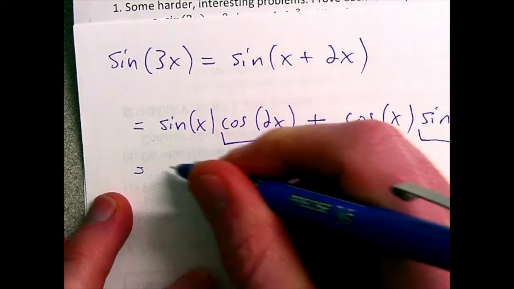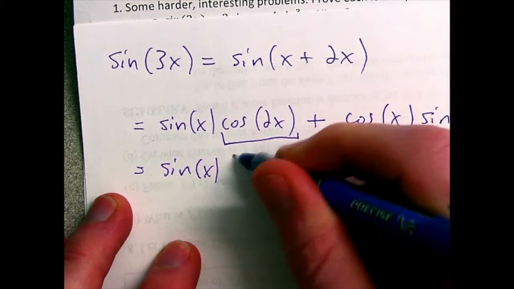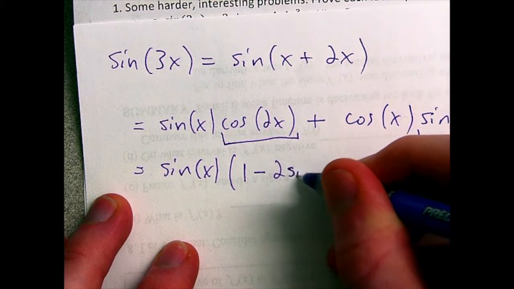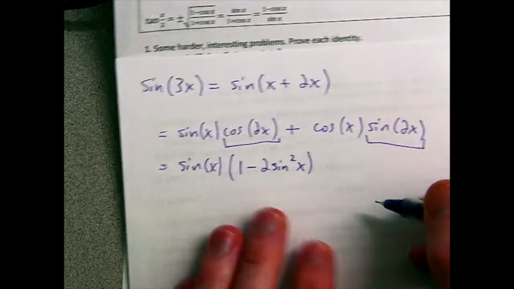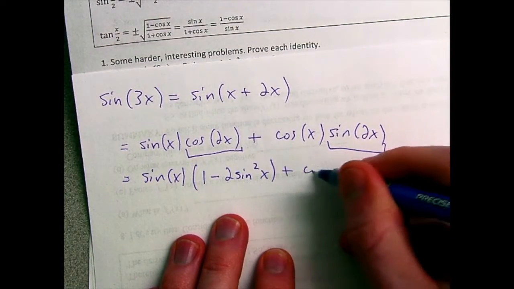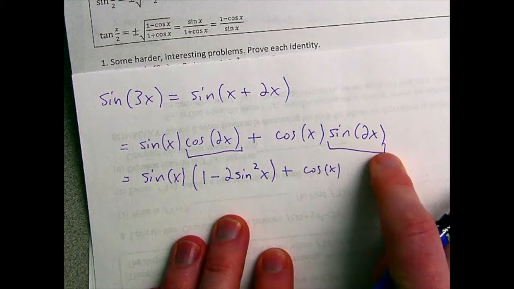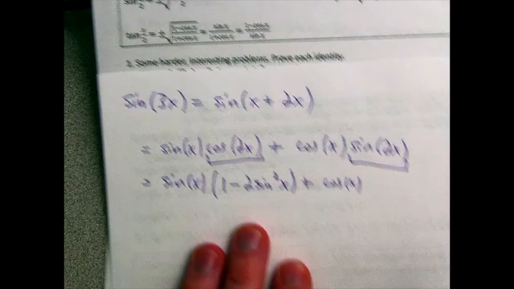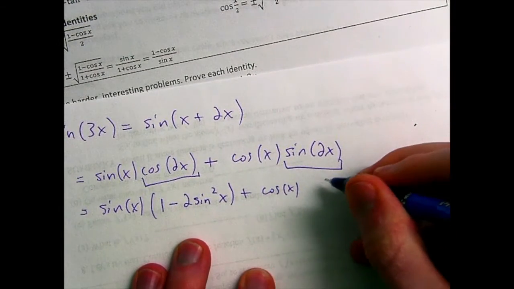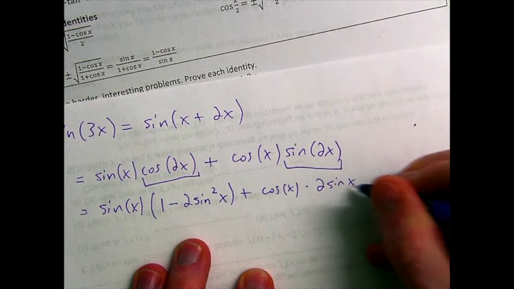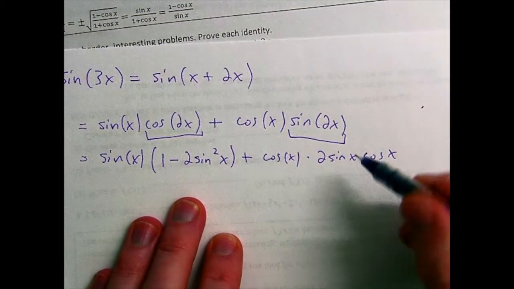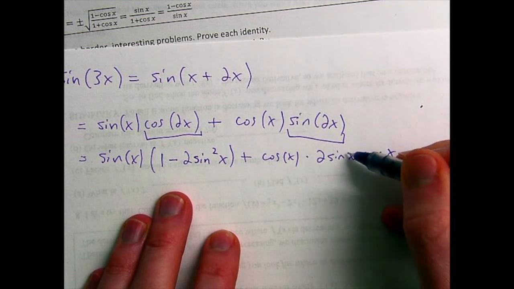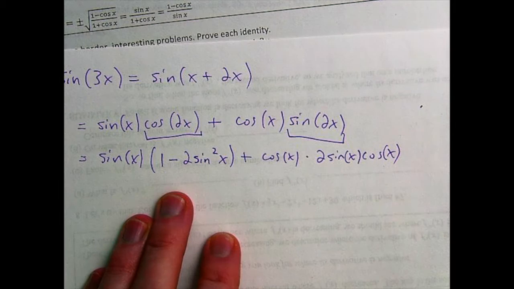So this is sine of x times 1 minus 2 sine squared x. And then we have plus cosine x, and then we have sine 2x. We've got a formula for that too, right? That's the double angle formula for sine. So we'll replace sine 2x with that expression, 2 sine x cosine x. I'm being a little inconsistent about whether I put my x's in parentheses or not. I should try to be consistent.